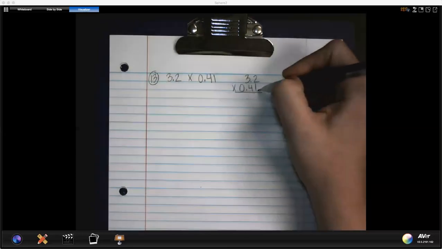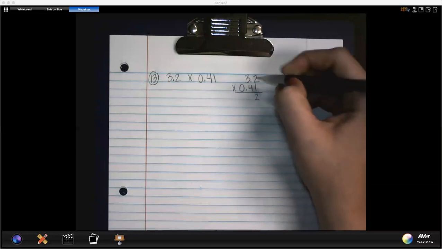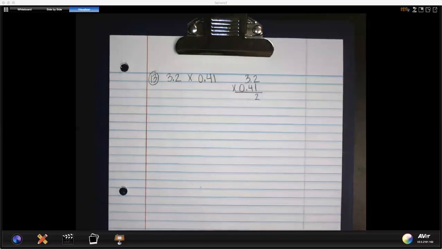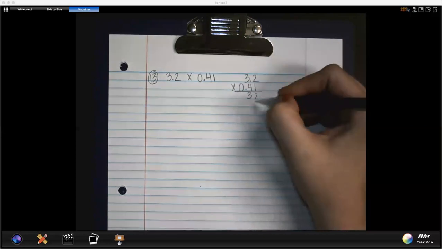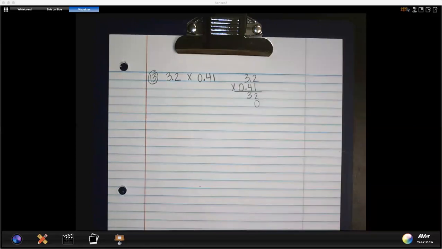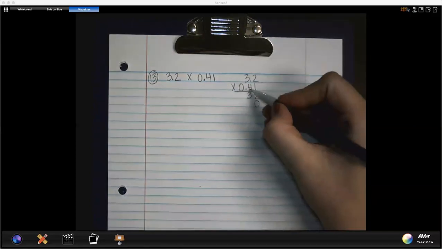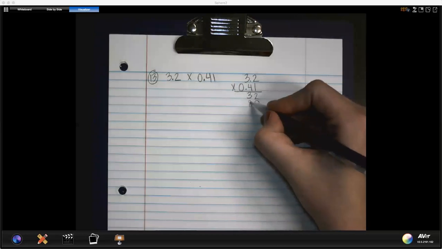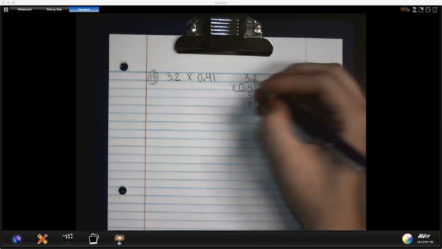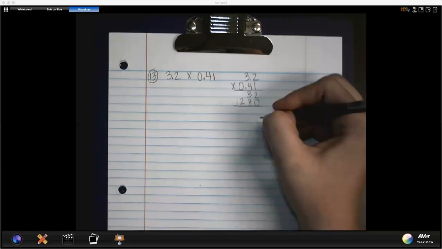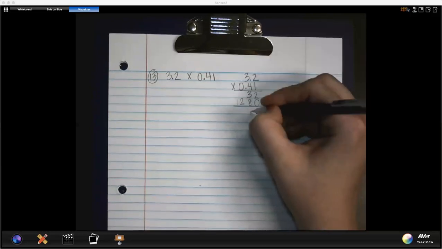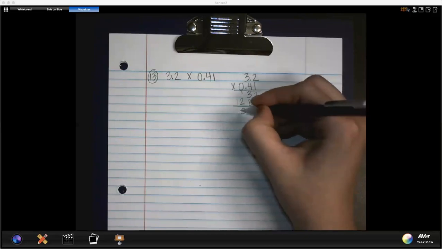All right, so we start with the bottom right corner. So 1 times 2 is 2. 1 times 3 is 3. Okay, then we go down to the next, so we put a 0. Then we do 4 times 2, which is 8. 4 times 3, which is 12. Okay, and then we add down. So we have 2, 11, 3, and 1.